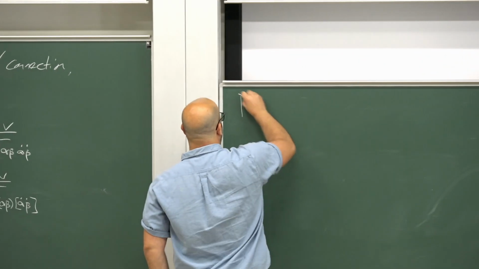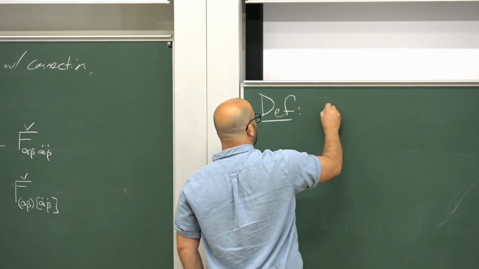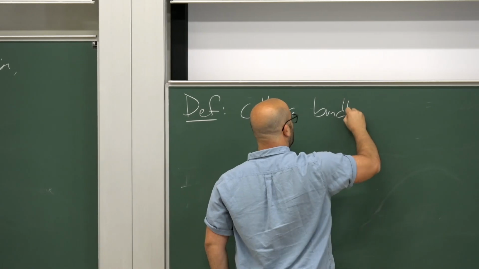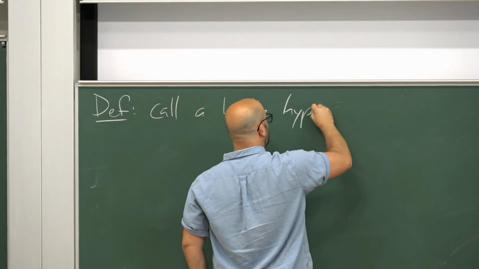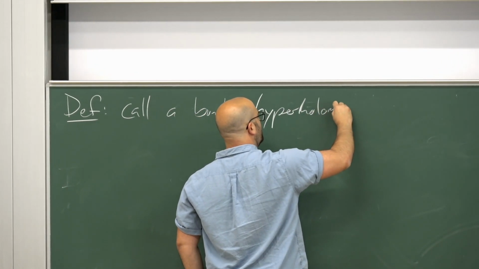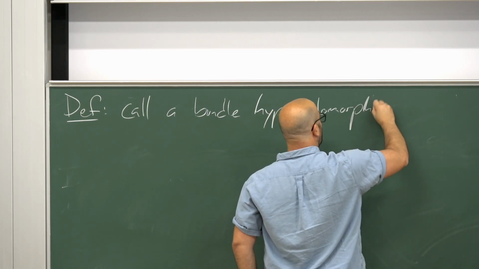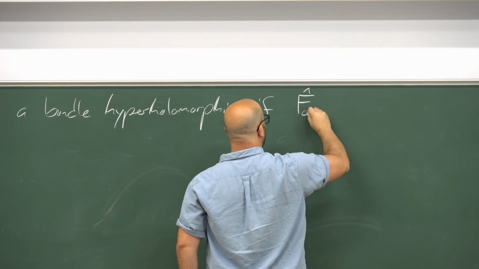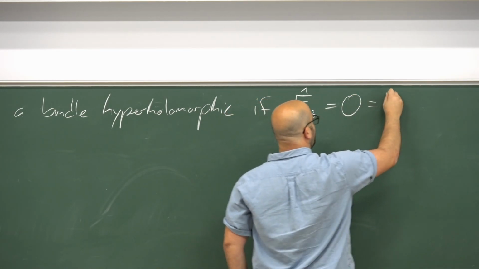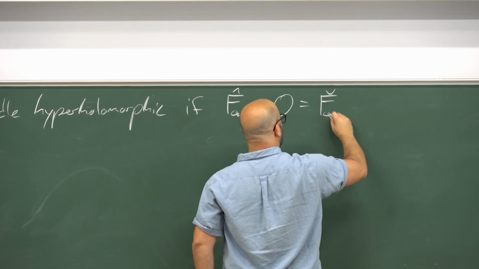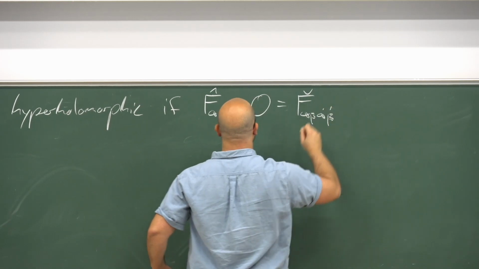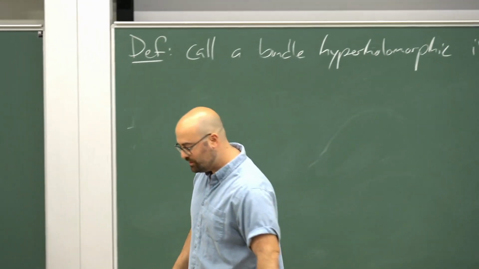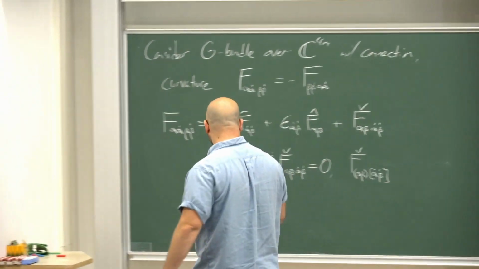So we're going to, definition, we'll call a bundle hyperholomorphic if the irreducibles F hat and F check vanish. Okay, so this definition was written down by Richard Ward in a paper in 1983.